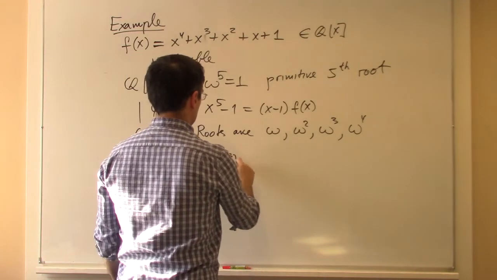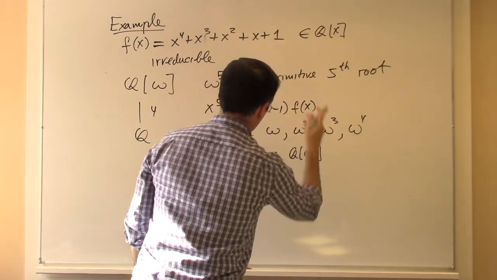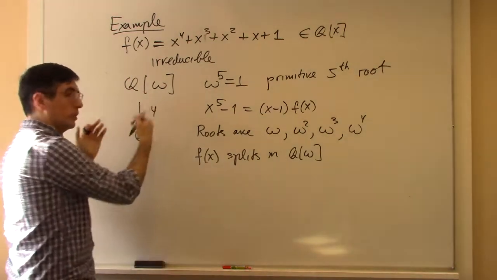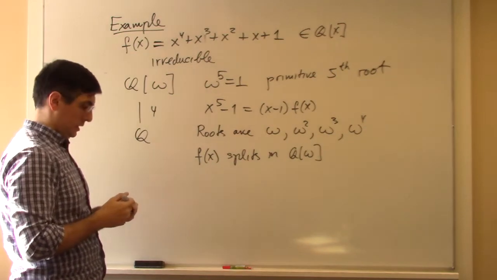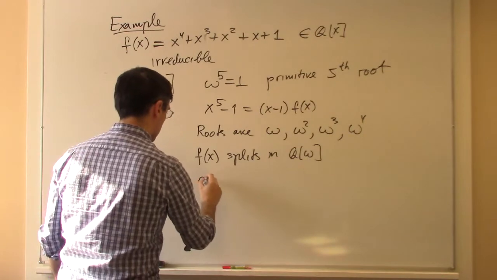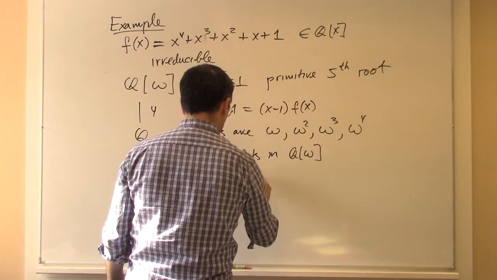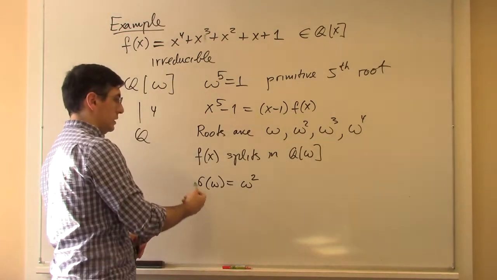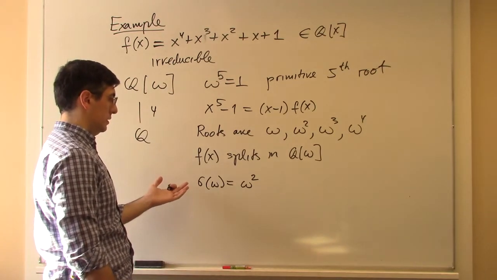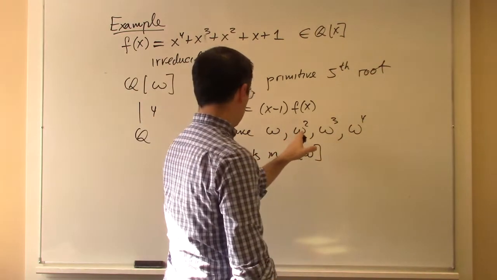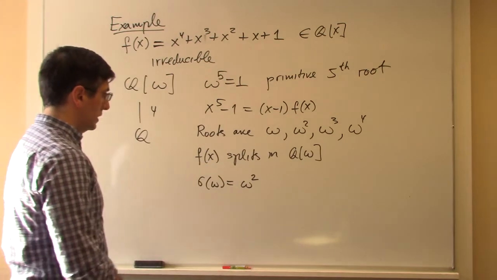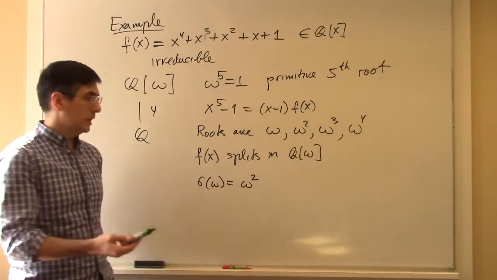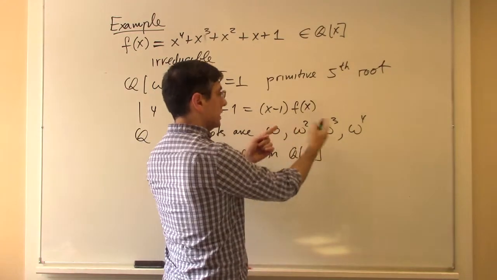f(x) splits in Q(omega), which means that we have a group of order 4. Well, what is it? Again, you have this obvious automorphism sigma which sends omega to its square. Then you can apply this to other elements, and you will get how it acts on omega squared, omega cubed, omega 4. So the fact that sigma is uniquely determined by its action on omega implies that you cannot randomly permute the roots.